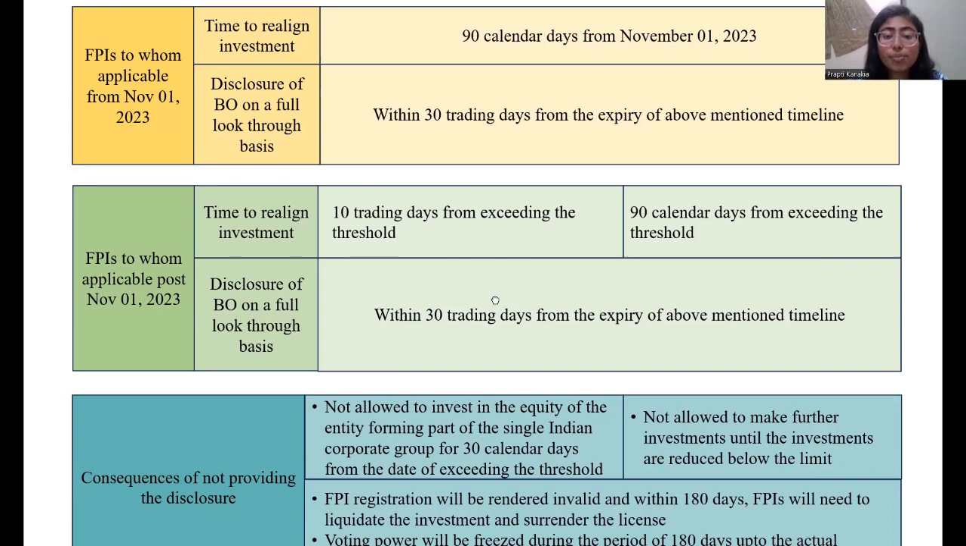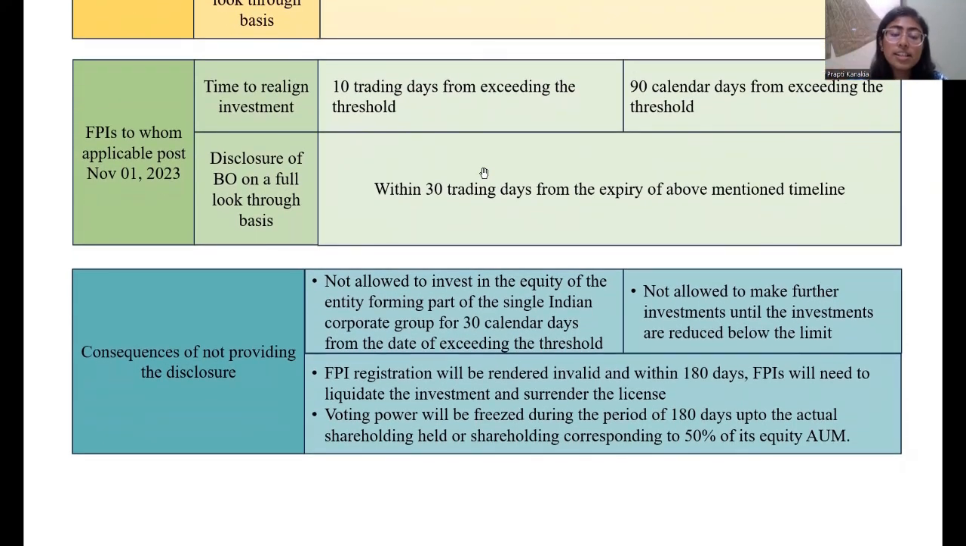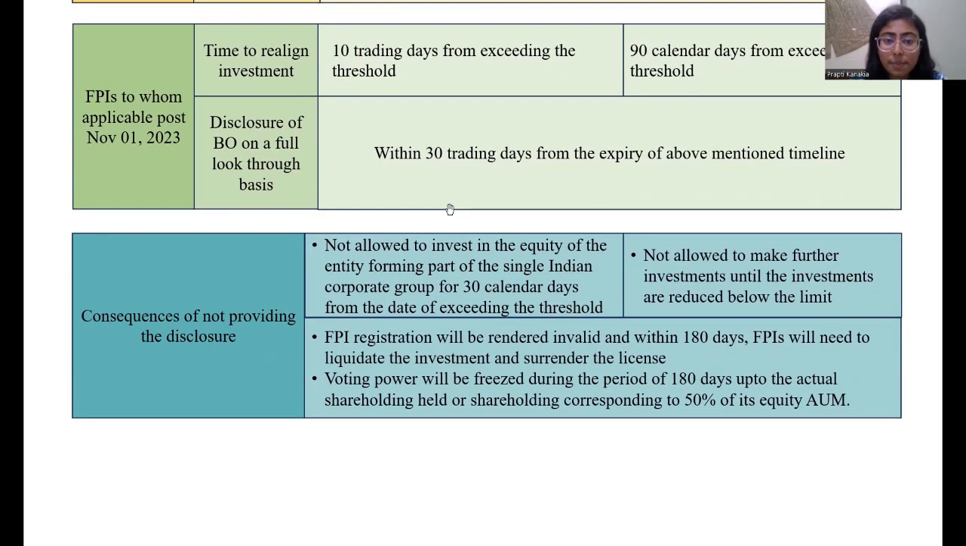Now, what if they don't provide the disclosure within the timeline specified? In that case, SEBI has said that the FPIs who have concentrated investment in a single corporate group will not be allowed to make further investment in the group for the next 30 calendar days. And if they have invested more than 25,000 crores, they will not be allowed to make any further investment until they bring down their investment.